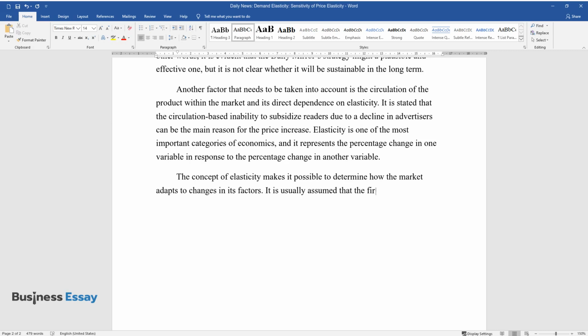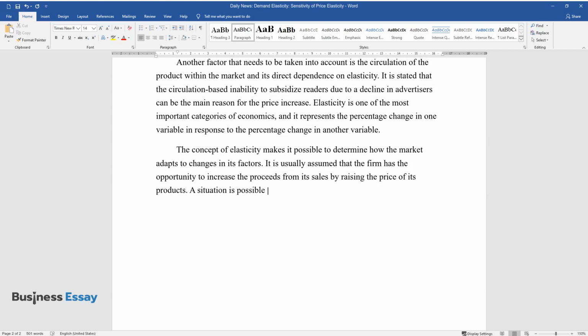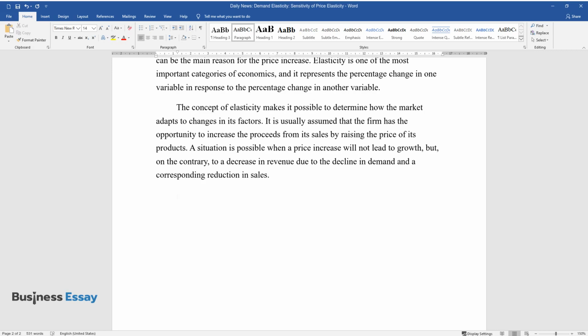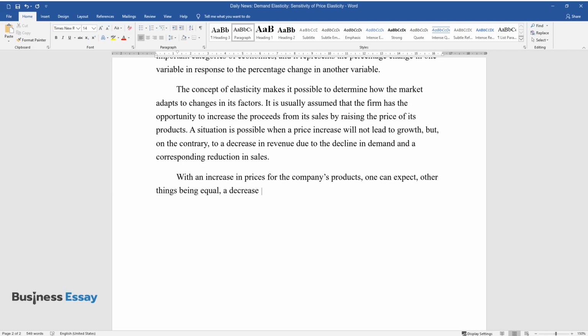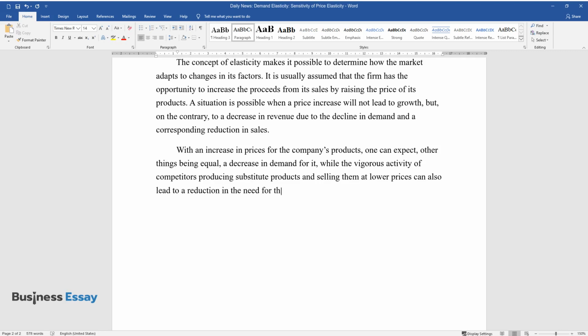It is usually assumed that the firm has the opportunity to increase the proceeds from its sales by raising the price of its products. A situation is possible when a price increase will not lead to growth, but, on the contrary, to a decrease in revenue due to the decline in demand and a corresponding reduction in sales. With an increase in prices for the company's products, one can expect, other things being equal, a decrease in demand for it, while the vigorous activity of competitors producing substitute products and selling them at lower prices can also lead to a reduction in the need for the company's products.